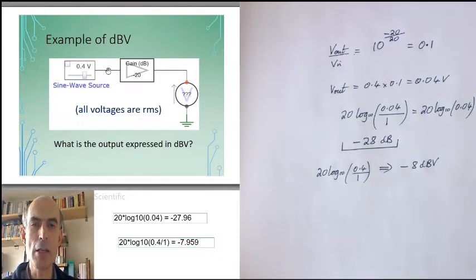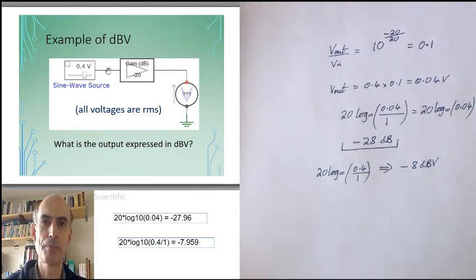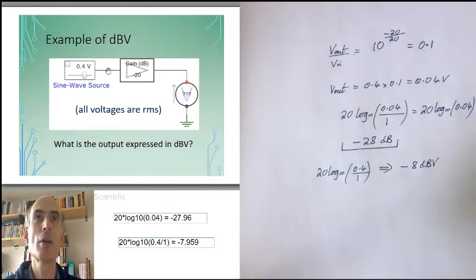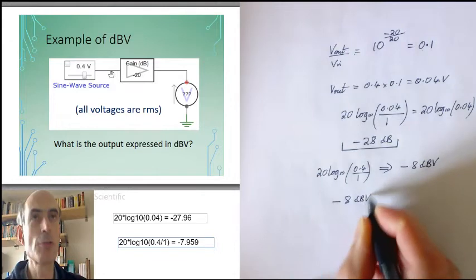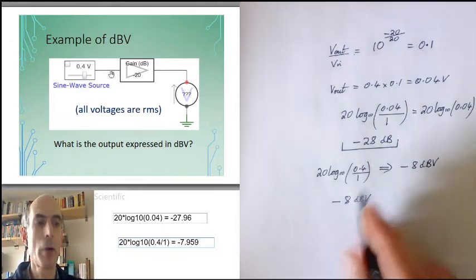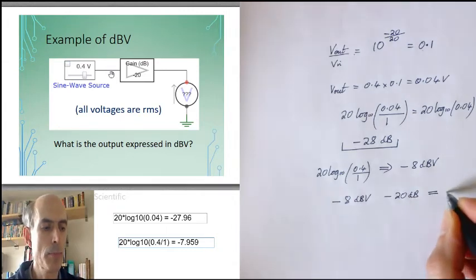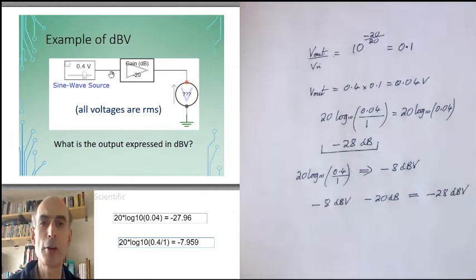Working in dBs, since they're logarithmic units, a multiplication of the real voltages is equivalent to an addition of the log of the voltages. I take this minus 8 dBVs, in other words, and I can just add the effect of this gain to produce the output. I can say my input is minus 8 dBVs. The gain of this amplifier is minus 20 dBs. Therefore, my output is going to be minus 28 dBVs, which is a much easier calculation to do.